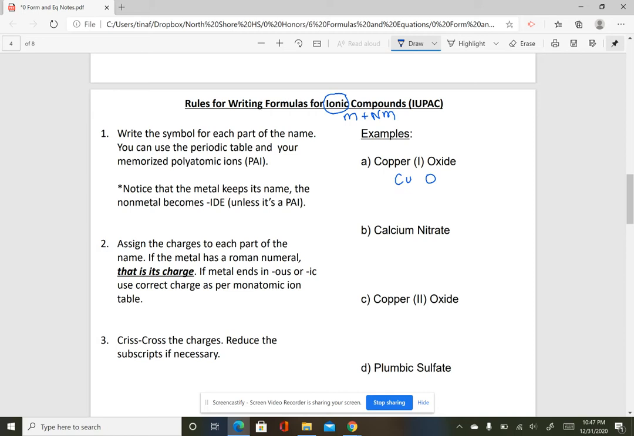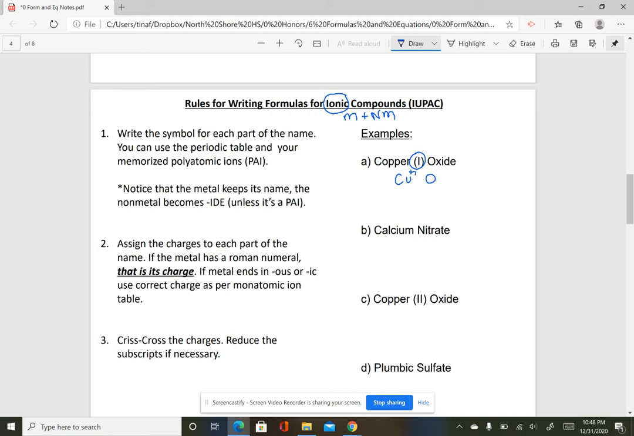Now I have to write their oxidation states. So see how they're saying copper 1? That's because copper can have a +1 or a +2 charge. The name has to tell you what charge to use. So I'm going to write +1 for this copper.